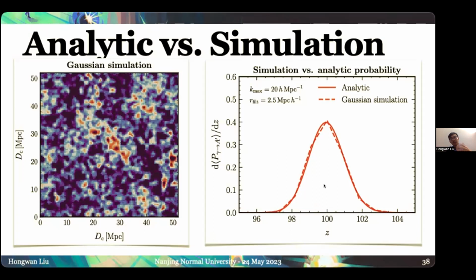And so with this, the key takeaway is that we're able to perform a sky average of photon to dark photon conversions, accounting for the fact that the universe is completely inhomogeneous, by finding this nice analytic method.